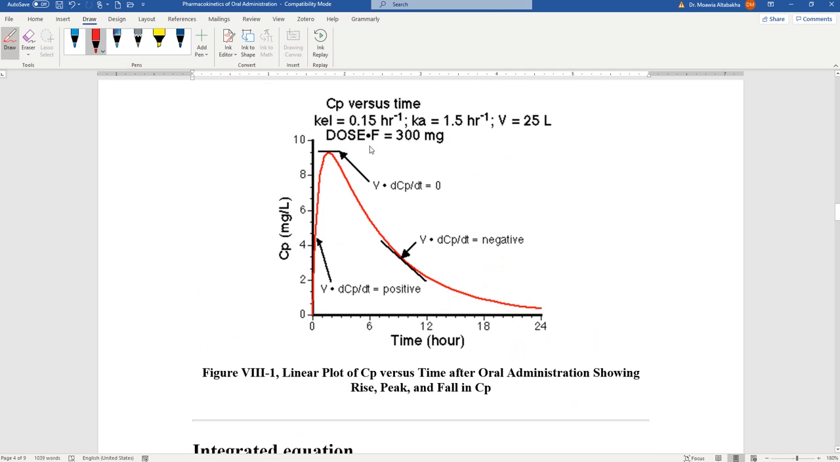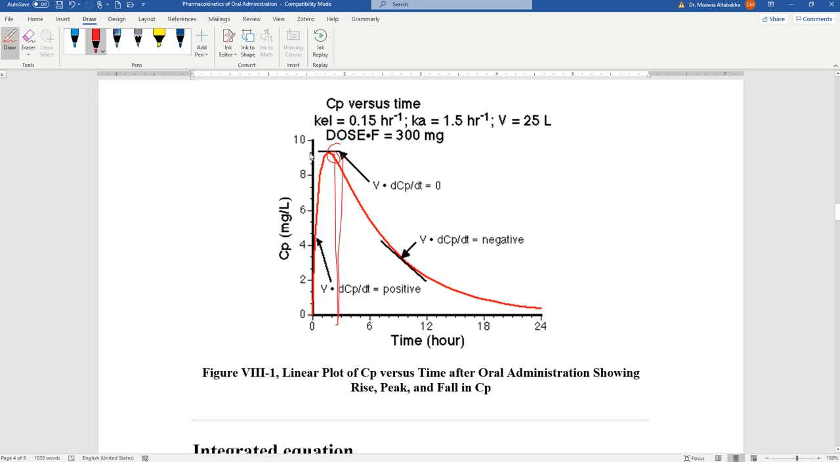Of course, in this one, where will CP peak be? It will be in this place and at this time. Okay? And this is the T peak and this is the peak concentration. I hope this is clear for you. Okay.